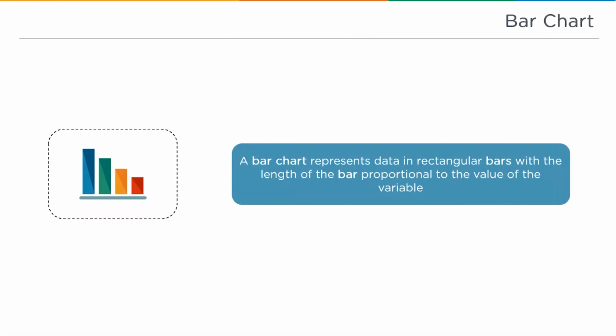So what exactly is a bar chart? As you can see on the left side, we have a sample image which explains how a bar chart typically looks. A bar chart basically represents the data in the form of rectangular bars with the length of the bar proportional to the value of the variable. Now this might be a little deviated, I can understand that. So to understand this in a much better way, let's get back to Tableau and execute some practical examples and understand what exactly is a bar chart in a much more detailed way.